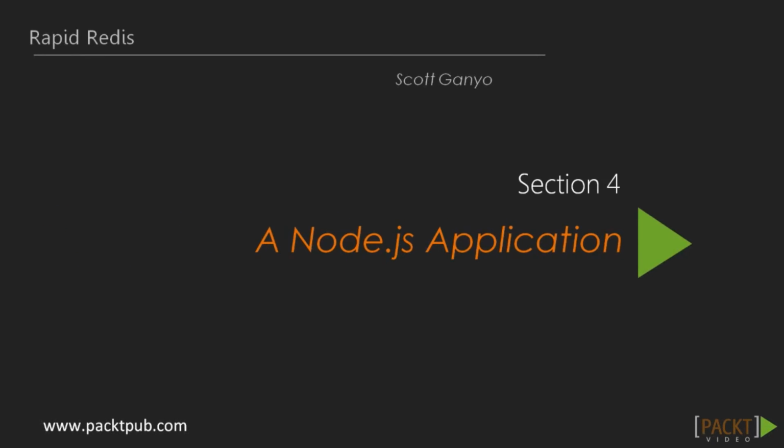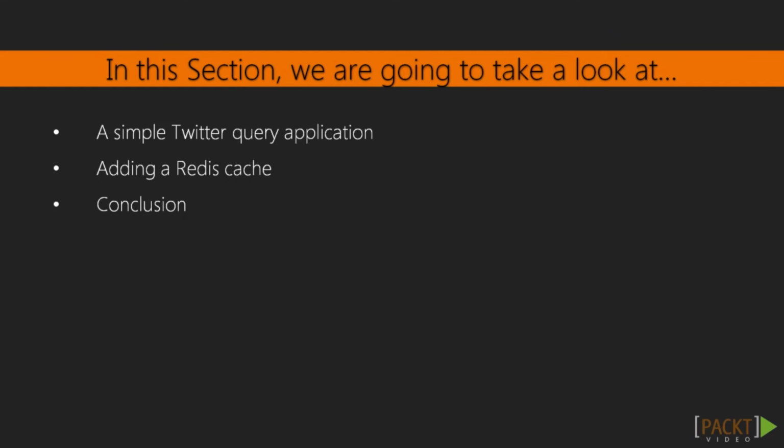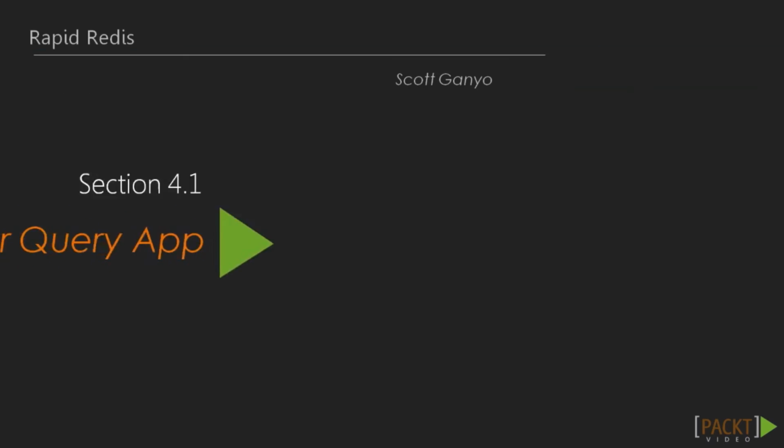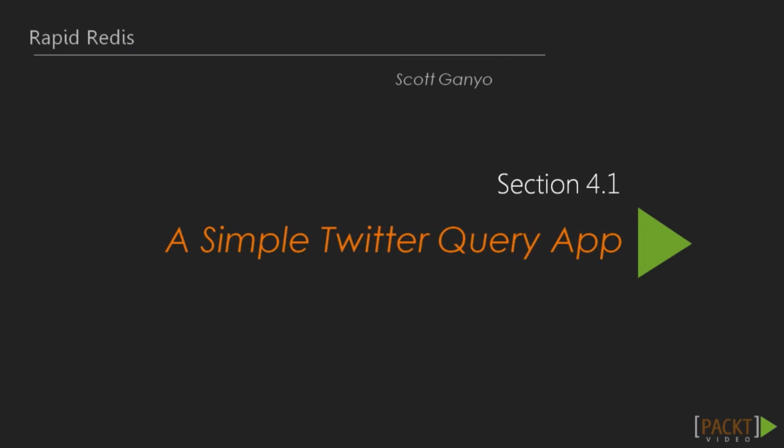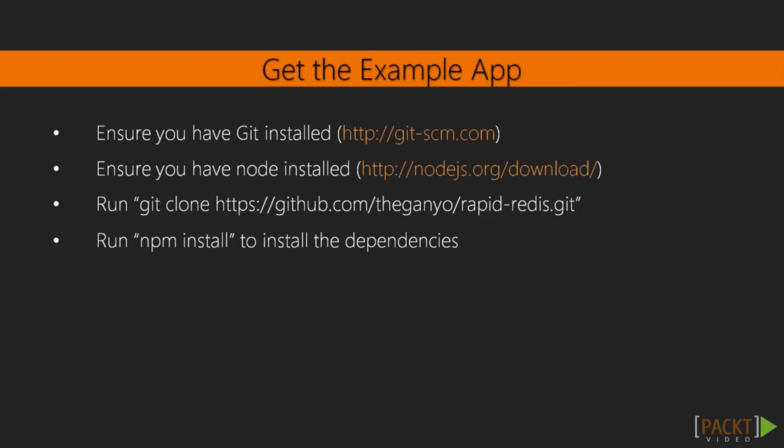A Node.js application. So in this section, we're going to take a look at how we have built a simple Twitter query application, how a Redis cache was added to that application, and then we're going to conclude a simple Twitter query app. So first thing you need to do to start looking at this is get the example app that I wrote. You want to ensure that you have git installed and node installed.